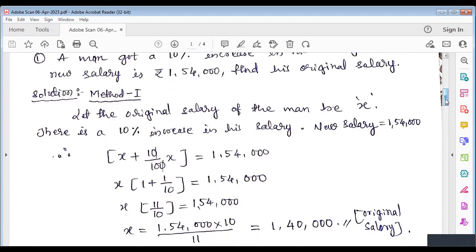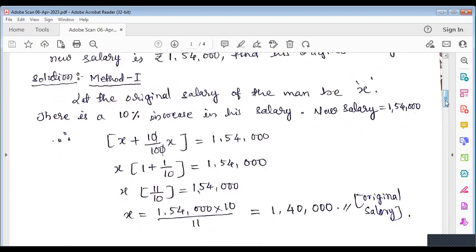So this problem can be solved by two methods. So that is why first I am explaining method 1. So let the original salary of the man be X. You have to take X as the original salary of the man. And they are telling that there is a 10% increase in his salary. So 10% of X, and this 10% of X plus X, that will be the new salary.